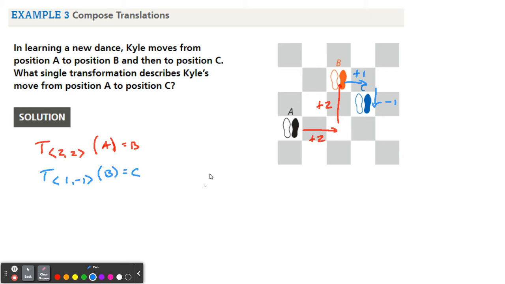So now how are we going to combine that into one translation? Well, first of all, let's write the composition of translations here. In a parenthesis, I'm going to put the second translation first, right? Because you work right to left, so it's backwards. So the 1, -1 is listed first. We compose that with this translation of 2, 2. Right to left, you would go this way, and that would take A and map it onto C.